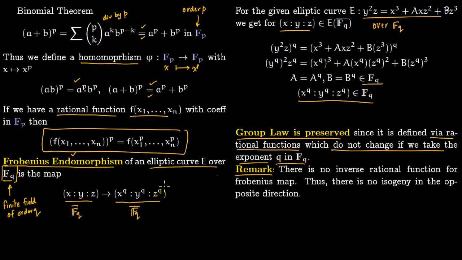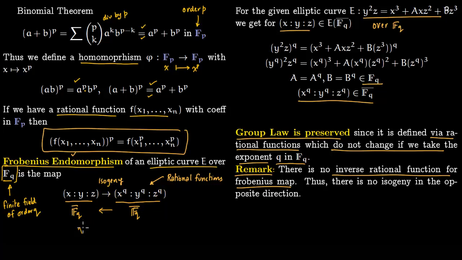The only thing we need to remember is, although we have been able to construct this isogeny in one direction, there is no isogeny in the reverse direction, because this is a rational map. As you can see, (x, y, z) is taken to (x^q, y^q, z^q). So these are all rational functions, x^q, y^q and z^q are rational functions, but there is no inverse of these functions. So there is no inverse rational function for the Frobenius map.